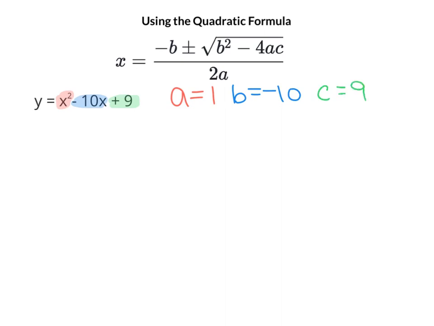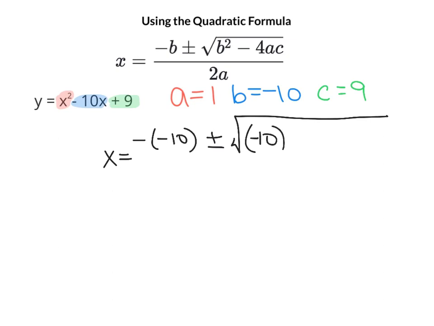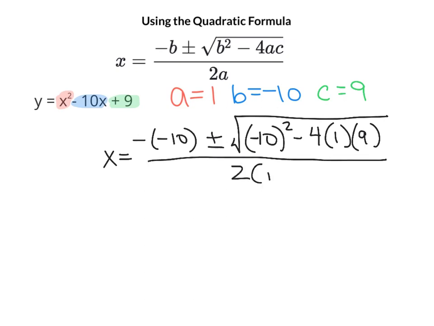So now I'm going to simply substitute in the a, b, and c values from that particular equation into the quadratic formula. So I'm going to say x equals negative b. Well, my b is negative 10, so I'm going to have negative 10 plus or minus the square root of b squared, so negative 10 squared, minus 4 times my a value, which is 1, times my c value, which is 9, and that whole problem divided by 2 times a, which is 1.